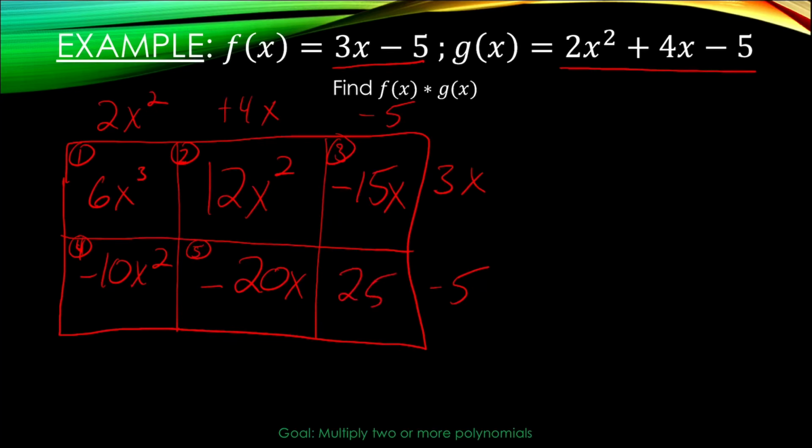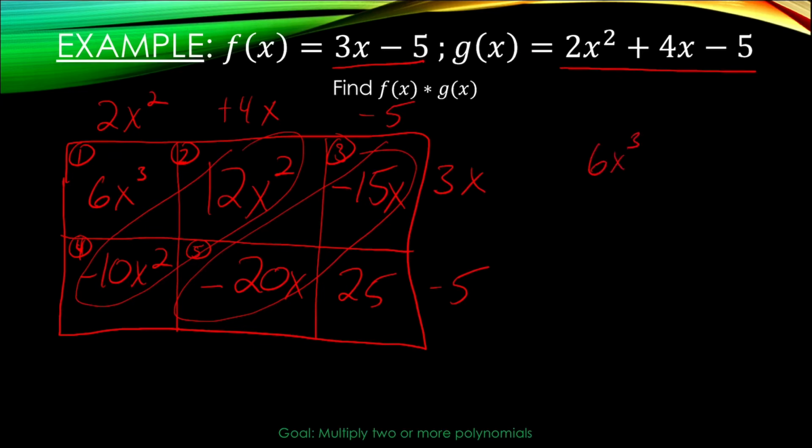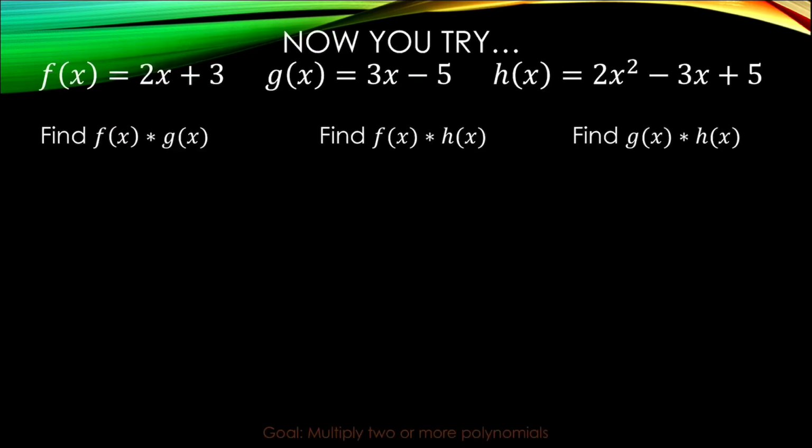And notice my diagonals are my like terms. We can add those up. So I'm going to get 6x to the third. My diagonals add up to be, so we have 6x to the third. Here I have 2x squared. Here I have negative 35x. And then we get 25. So I get 6x to the third plus 2x squared minus 35x plus 25.